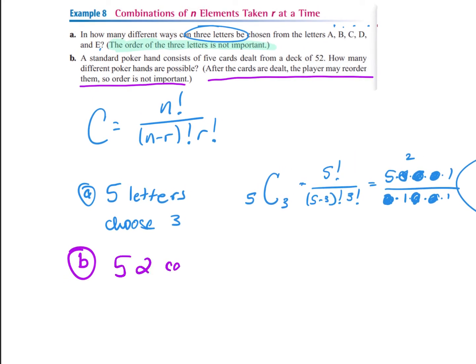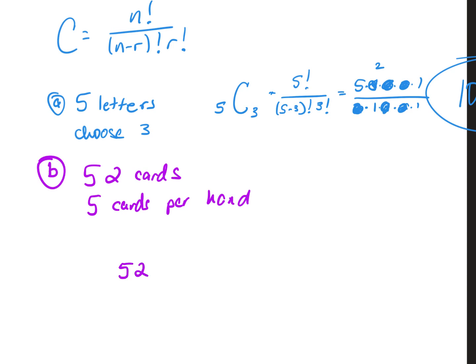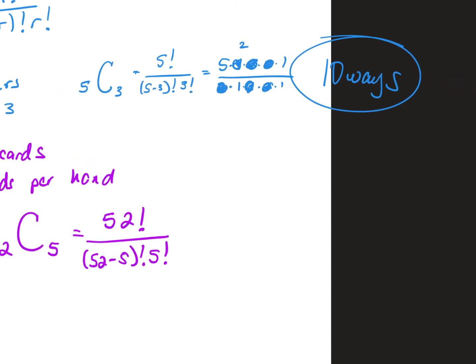So how many total cards are in the deck? 52 cards. And how many are you dealt? 5. Okay, so you're dealt 5. I'll say there's 5 cards per hand, or however you want to say it. Since order doesn't matter, I'm going to use combination. So it's 52, big C, little 5. Work it out. 52 factorial over 52 minus 5 factorial times 5 factorial, correct? You guys with me? Okay, so 52 factorial over, what's 52 minus 5? 47, yep. Times 5 factorial.